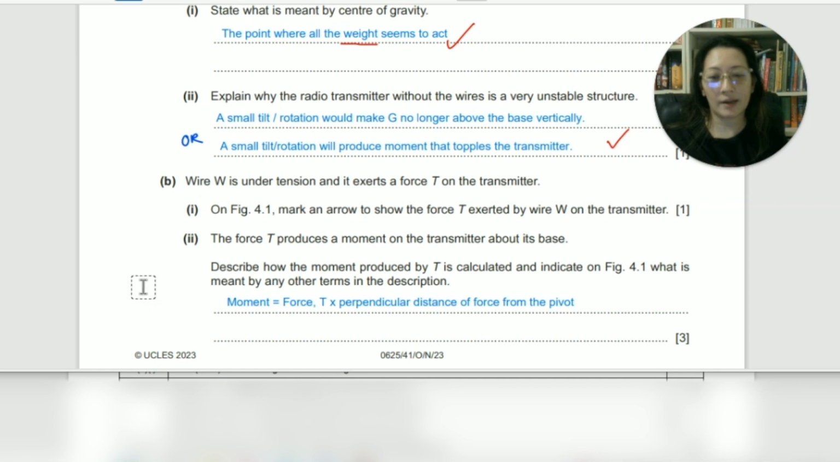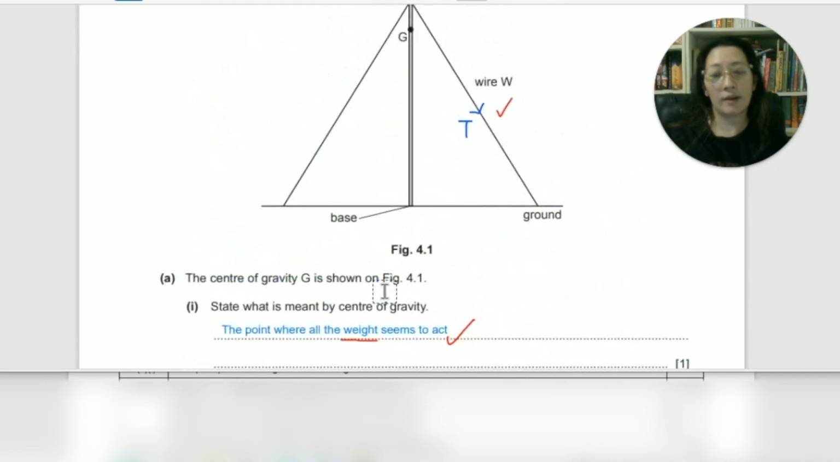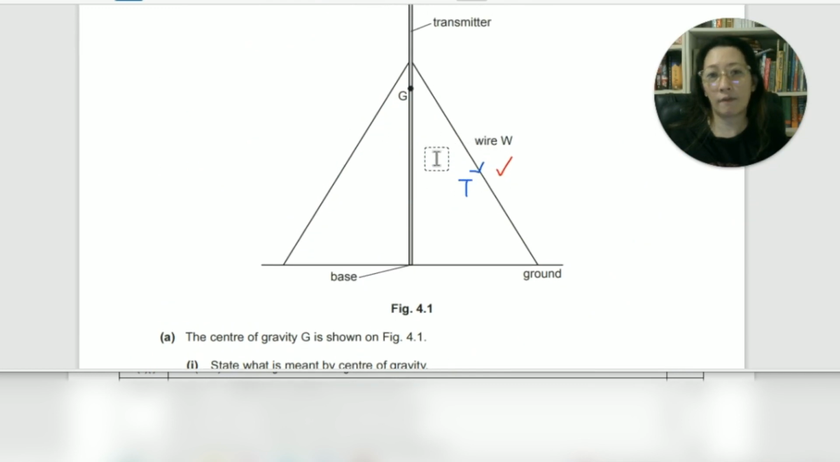So the second part is to indicate what is meant by any other terms in the description. The description is actually this equation. The only things we need to label in this equation are the contributors to the equation, not the answer. Obviously, we can't label moment because we can't get moment directly from the diagram, but we can get the force as well as the perpendicular distance. So if we look at the diagram, we already have force T.